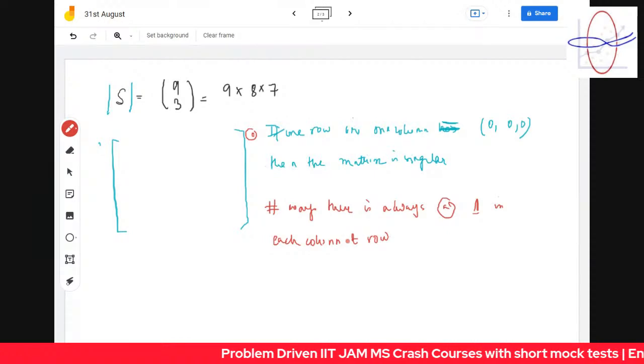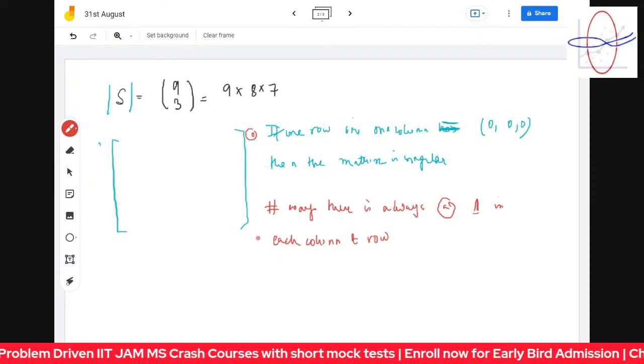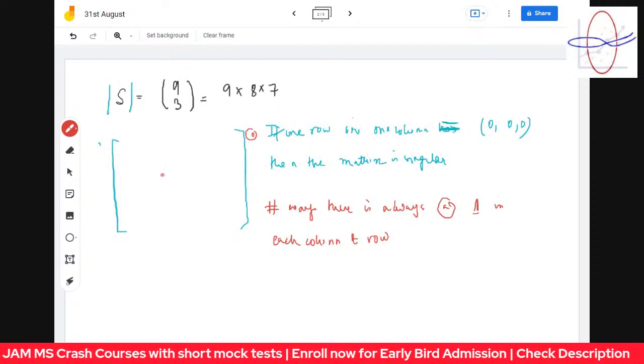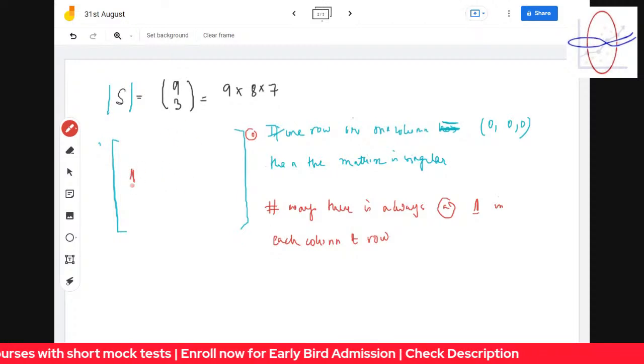So let's see. There are three ones. There are only three ones. And to place those three ones, let's say we give one somewhere here, randomly.